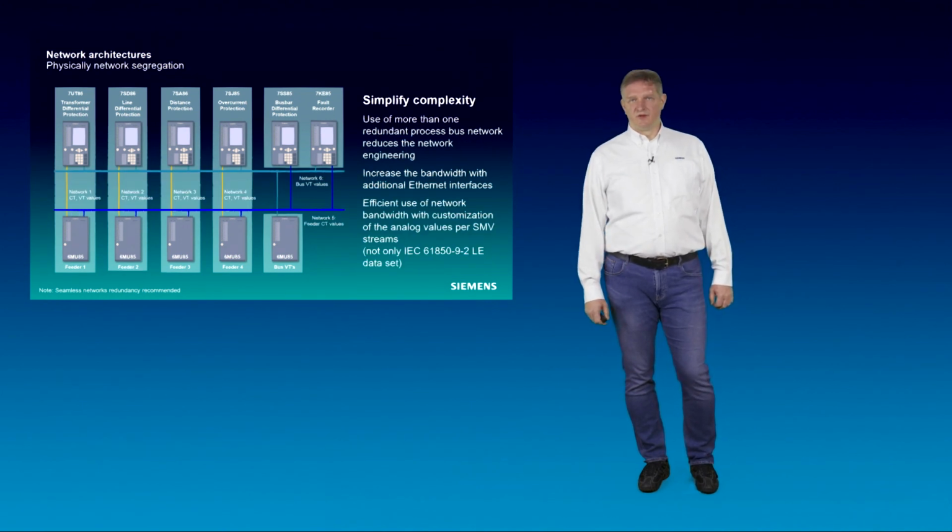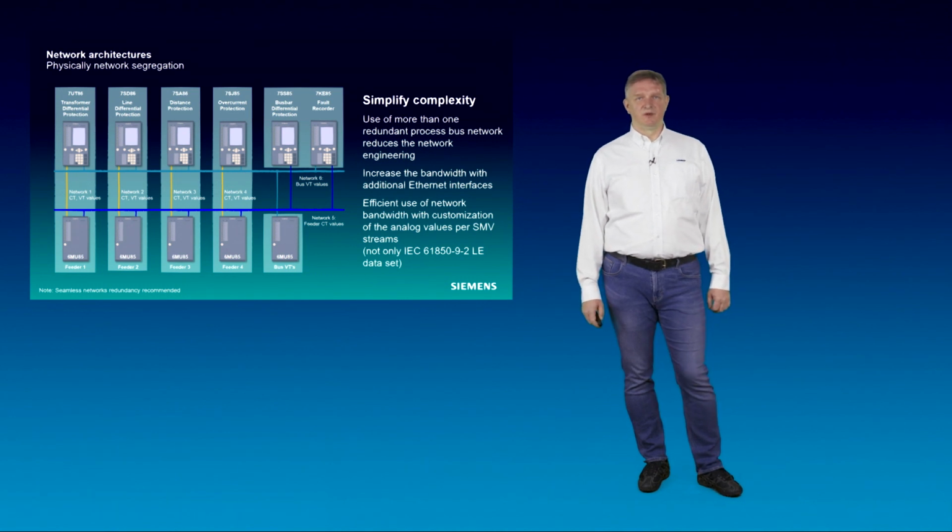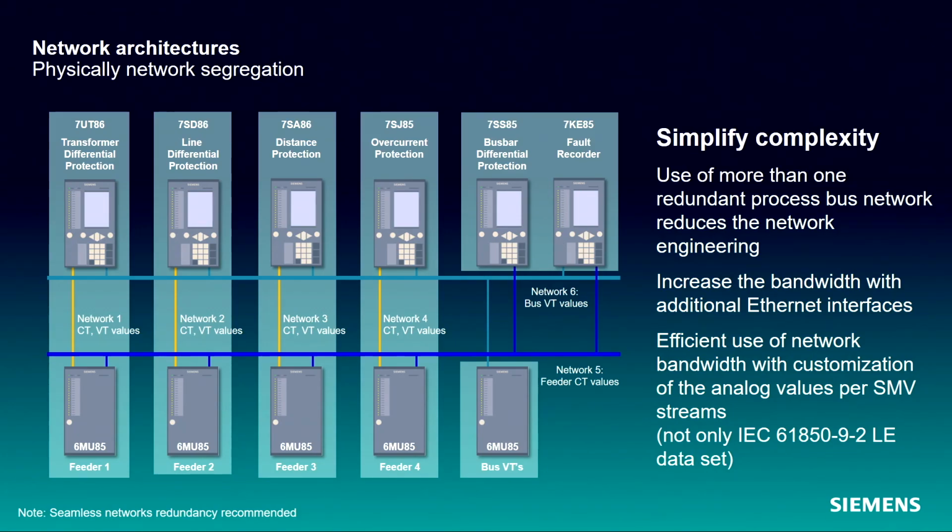As an alternative solution to handle the network load, physical separated networks could be used. This would reduce the complexity for the network engineering. In the picture, a possible approach of separate networks for field-unique samples, the distribution of the busbar voltages and distribution of the currents for busbar protection is shown.